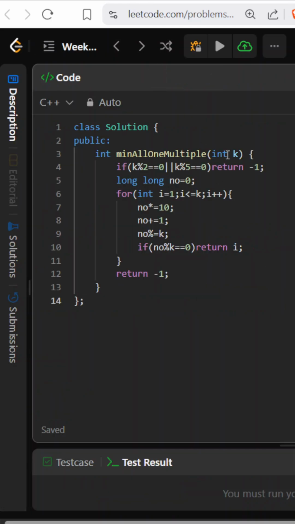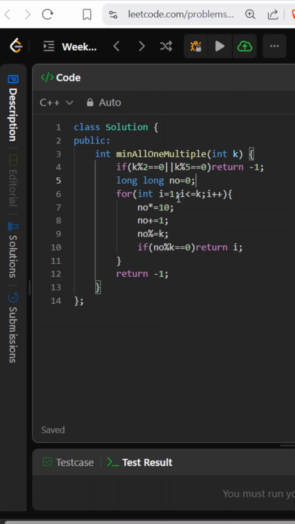So here we discussed, since it has only 1s, the unit digit will also be 1. So if k is divisible by 2 or 5, the answer will always be -1, simply. Otherwise, we'll try to create the number. So let's say we initialize n with 0.